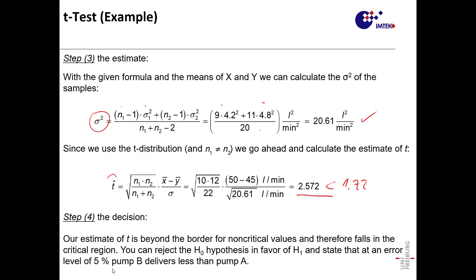So it looks like pump B delivered less than pump A, at an error level of 5%. We are sure by 5%. We can still make a mistake, but the mistake will be with low probability. Okay? Just with that data. And you can generalize this with your experiment, your data, your work, whatever you're doing, you could compare this. The only thing is that the distribution has to be normal, right? If not, you cannot use this method.